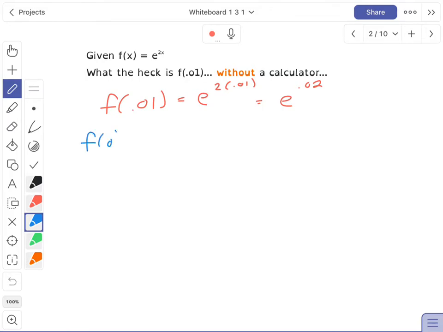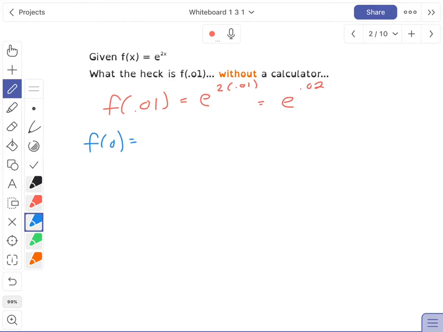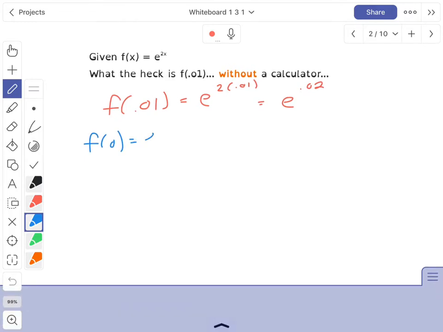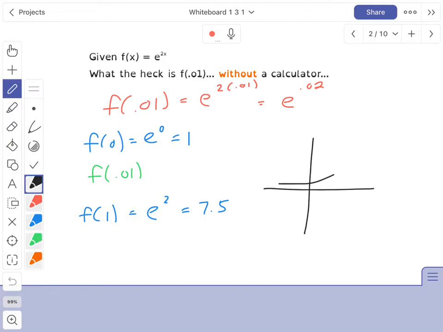I know that f of 0, I can plug in 0 really easily here, and I can get e to the 0, which is just 1. And I know that f of 1 would be e squared. So whatever e squared is, like 2.7 times 2.7, so somewhere like 7.5, somewhere in there. So I know that my value, f of 0.01, would be somewhere in between those values, again, because we know e to the x is always increasing. But I can't get too much further than that.